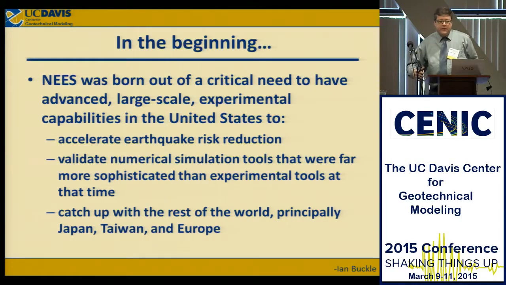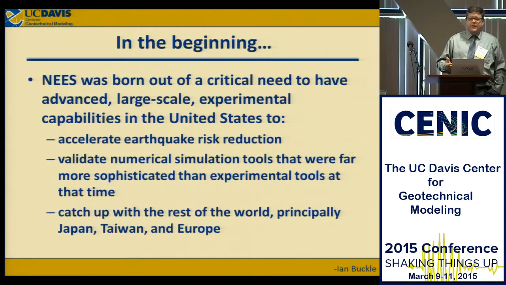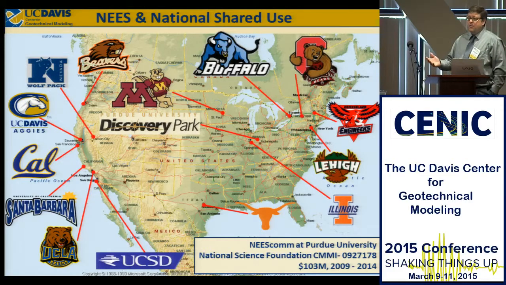So what we wanted to do was build national scale facilities, shared use facilities that we could use to validate these numerical models, and we could move beyond and increase our resiliency. So it's a geographically distributed, ooh, that's a terrible color, but at least it's working. It's a geographically distributed set of facilities. There's 14 equipment sites across the country. There's several in the UC system. There are 5 or 6 of us in California.